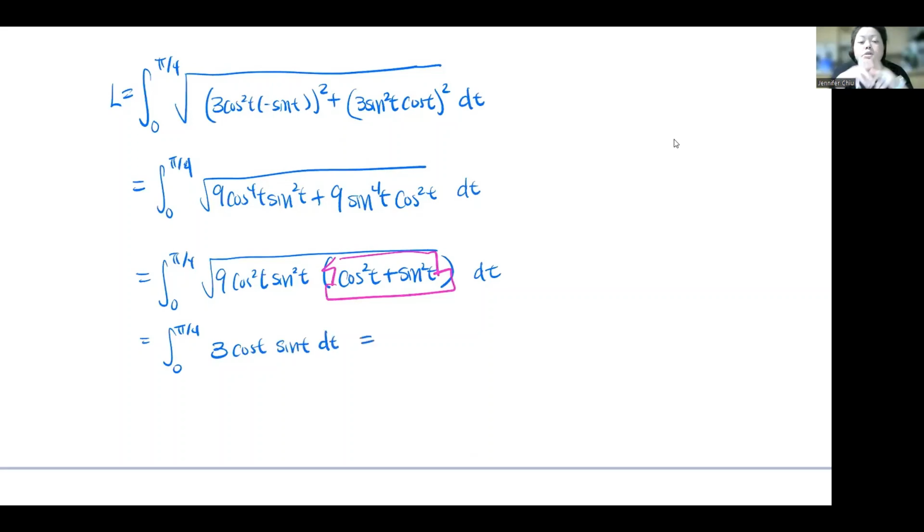Okay, now you can use u-sub at this point because you can see this is a very good u-sub problem, or you can plug it in a calculator, doesn't matter, but in the end your answer should be 3 over 4. Okay, all right.